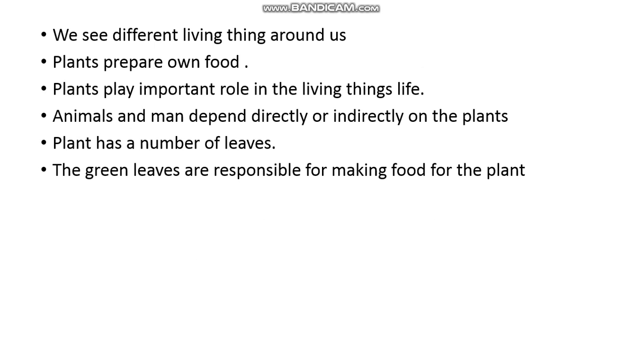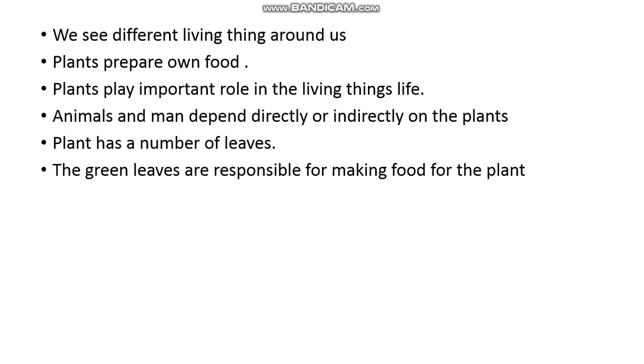Okay, students. Here we see different living things around us. Correct? One of the things is plants. The plants prepare their own food. Always you will be seeing that the plants are preparing their own food. To whom they are preparing? For us. So it plays an important role in the living things' life.